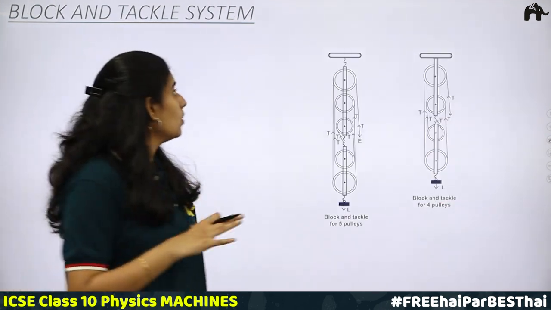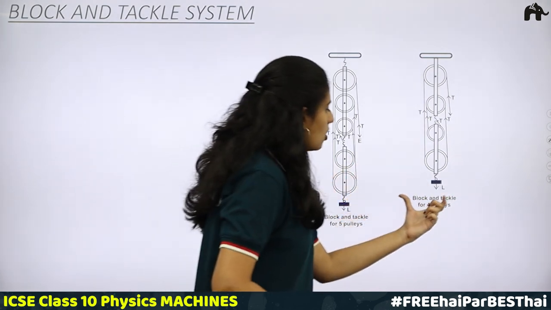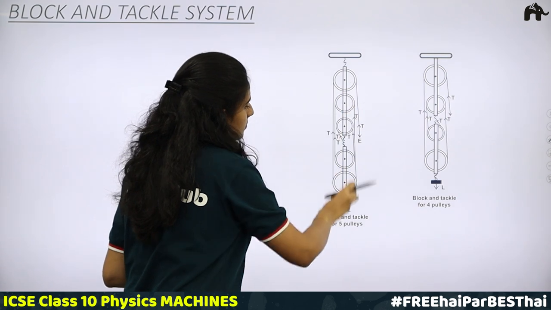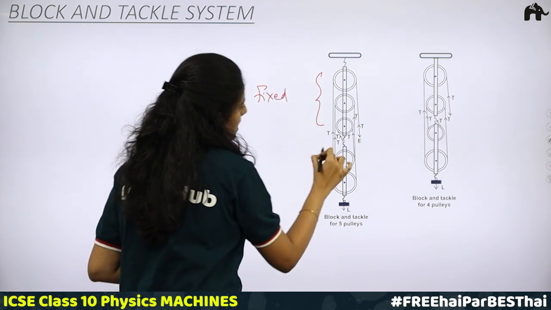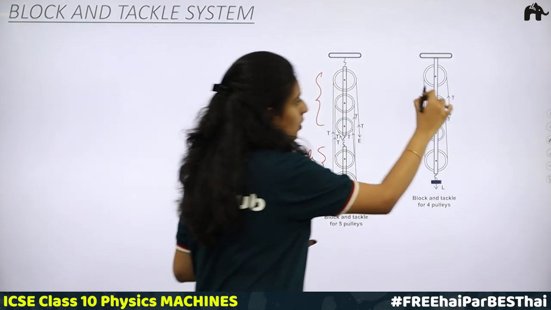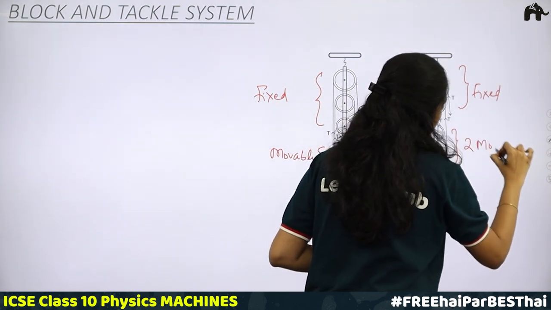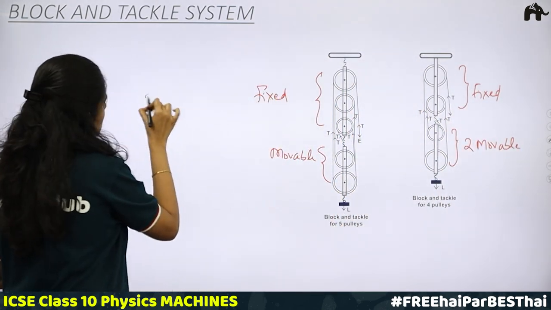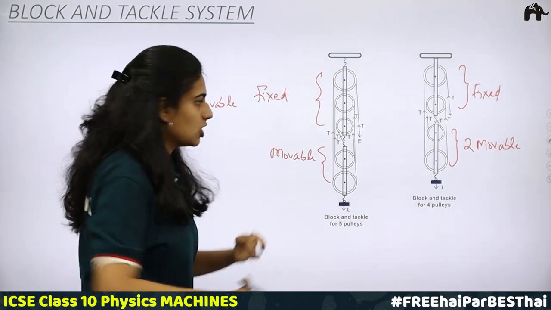Clear? Next is your block and tackle system. Here you can find two setups: the block and tackle for 5 pulleys and the block and tackle for 4 pulleys. In this case, a single rope is used. Here you can find 5 pulleys. These 3 are fixed pulleys and these 2 are movable. What about this one? Here you have 2 fixed pulleys and 2 movable pulleys. Always remember, in this setup the number of fixed pulleys should always be greater than the number of movable pulleys, because to apply the force in the downward direction, this is more convenient.